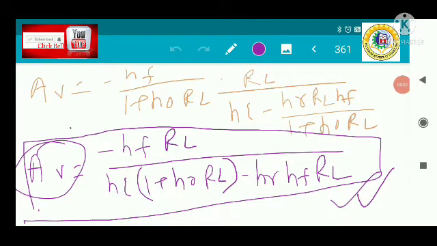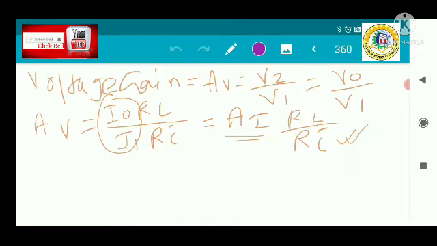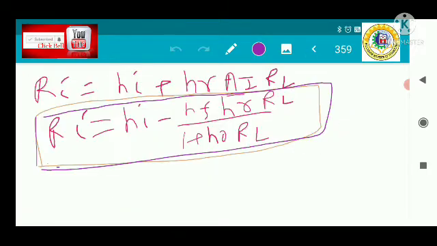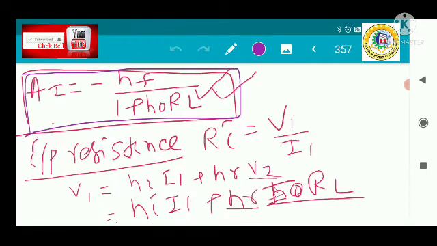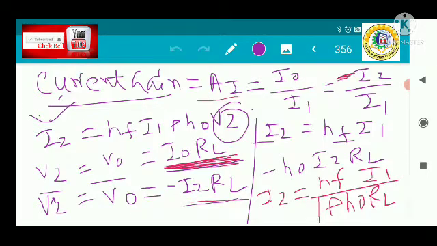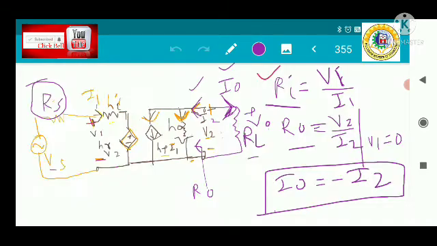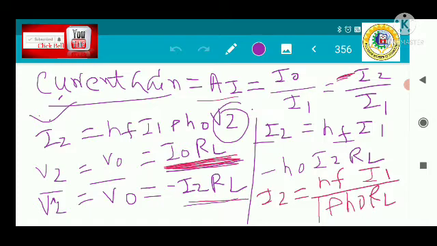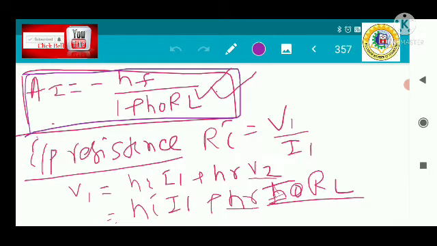Okay, so previous day we discussed the H parameter model of the transistor, and I have discussed the parameter calculation. In terms of the parameter calculation, I have calculated the current gain and shown how the current gain will look like. So this is the expression for the current gain, and also we have calculated the input resistance.